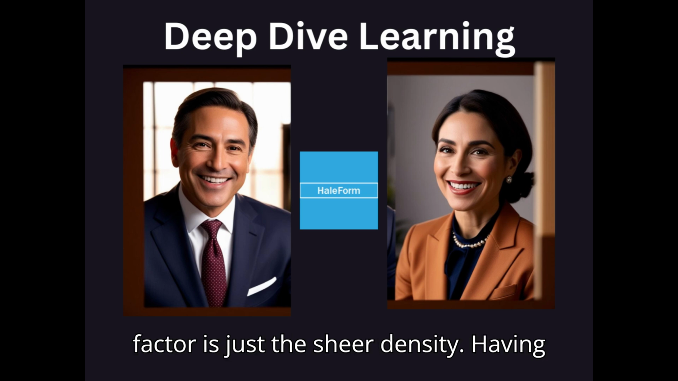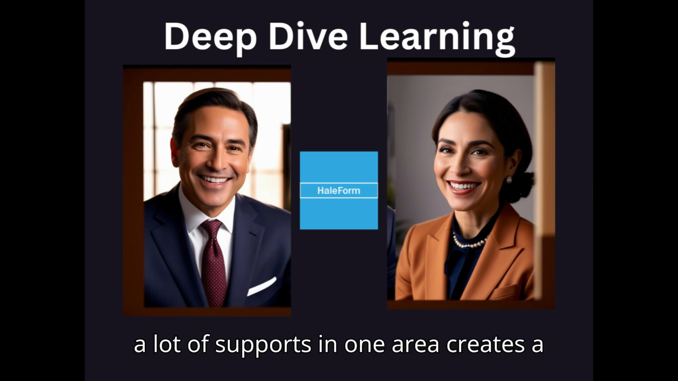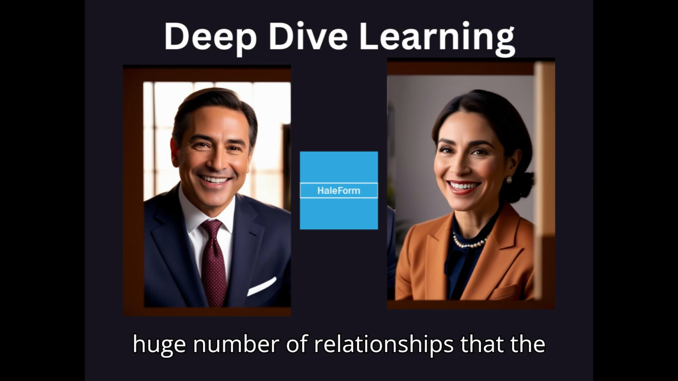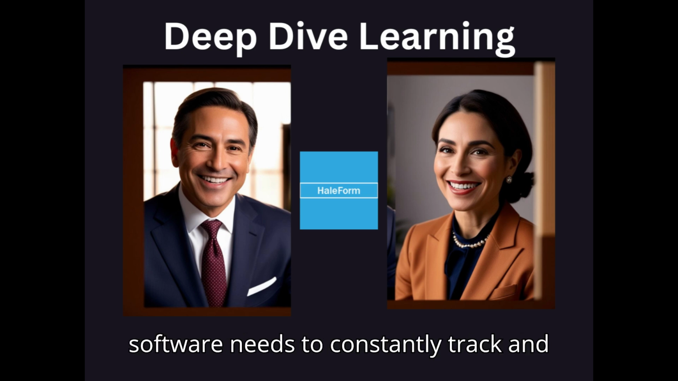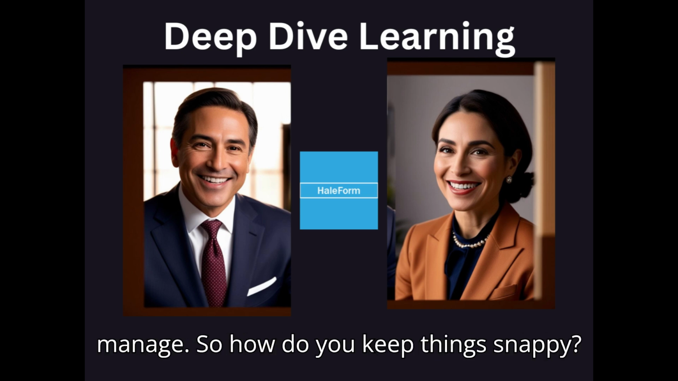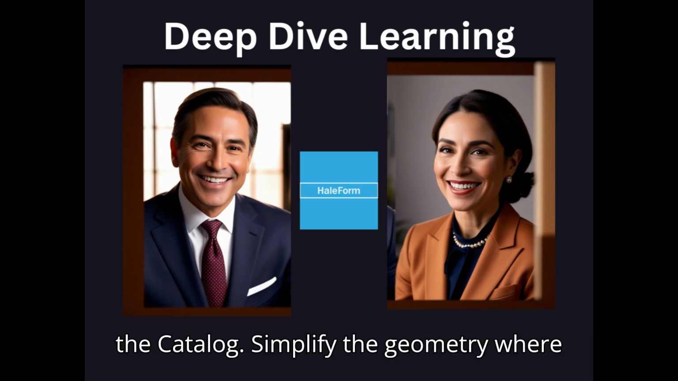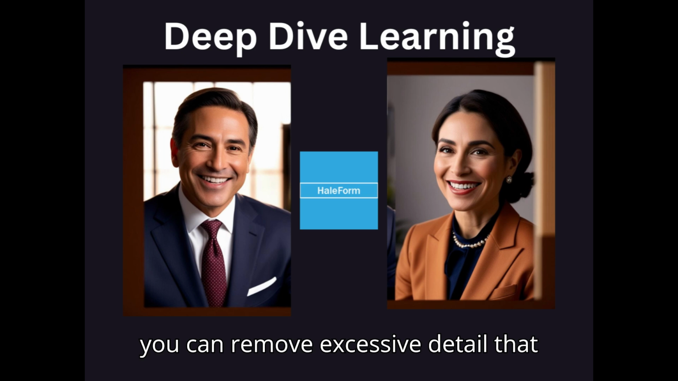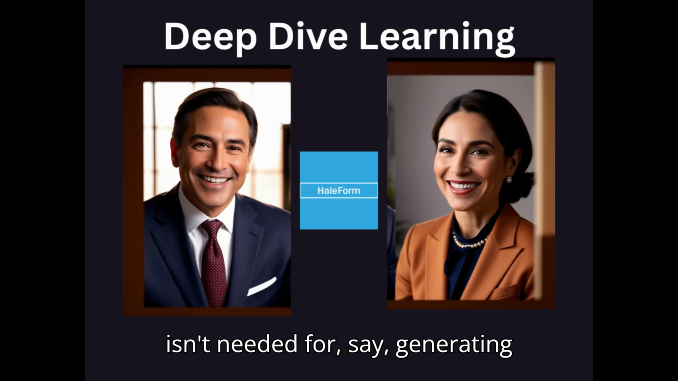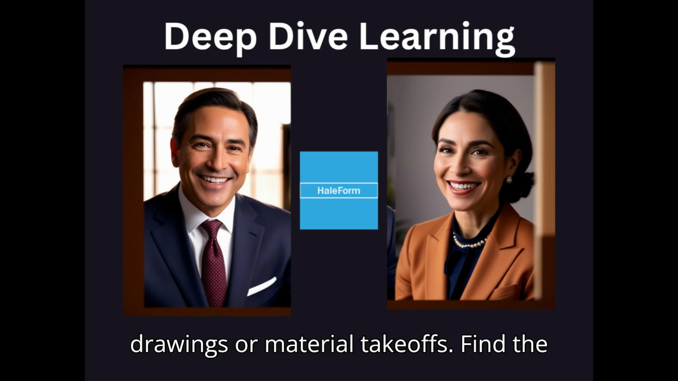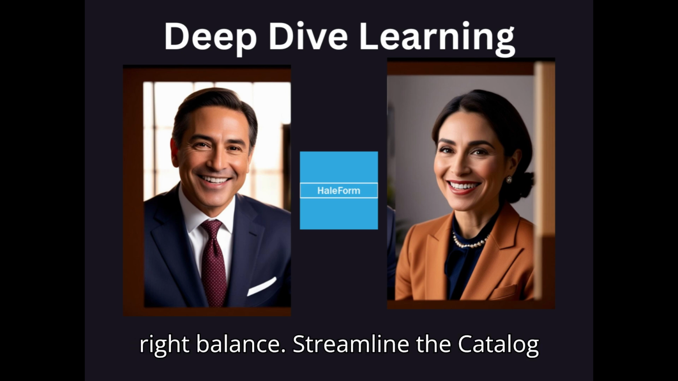Exactly. The other factor is just the sheer density. Having a lot of supports in one area creates a huge number of relationships that the software needs to constantly track and manage. So how do you keep things snappy? Well, optimize those support models in the catalog. Simplify the geometry where you can. Remove excessive detail that isn't needed for, say, generating drawings or material takeoffs. Find the right balance. Streamline the catalog parts.